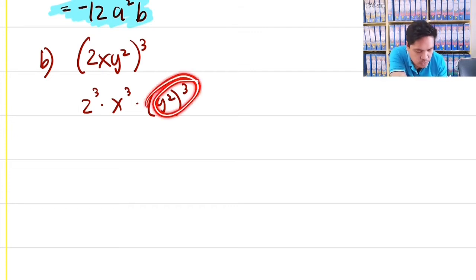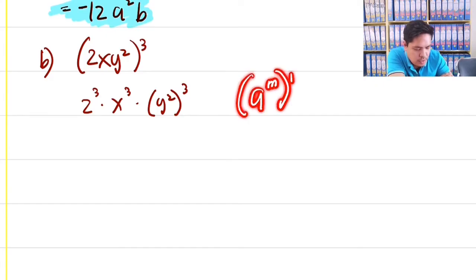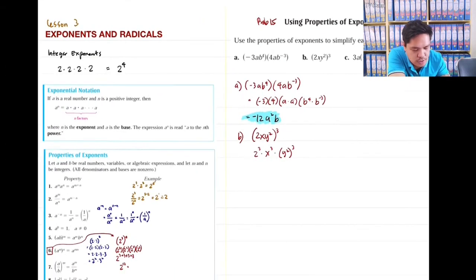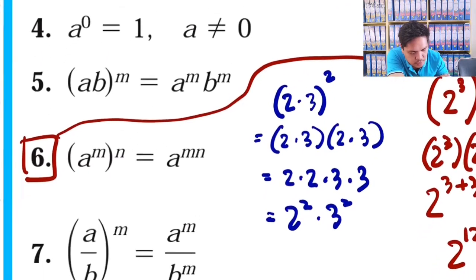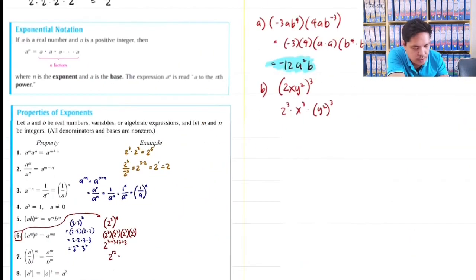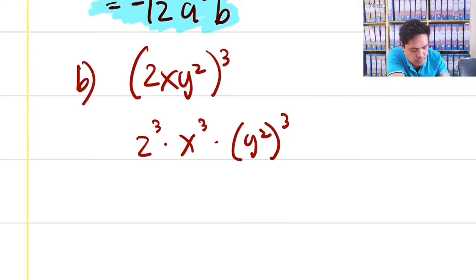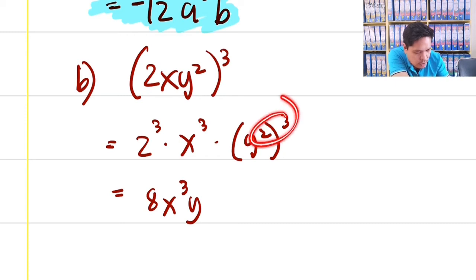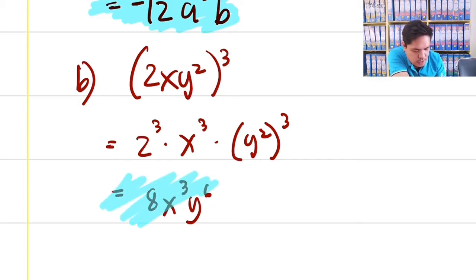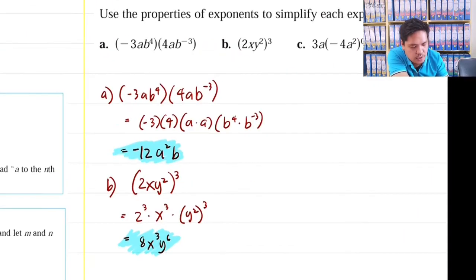Okay, and what do we do with this? Again, we have the property a raised to m, raised to n, you just multiply the exponents. Ayan, this property. This one. Okay? So, balikan natin dito. So, that is equal to 2 cube. What is 2 cube? That's 2 times 2 times 2. 2 times 2, 4 times 2, 8. X cube. Y, then you multiply this, 6. Y raised to 6. Very, very easy. Yan, walang challenge.